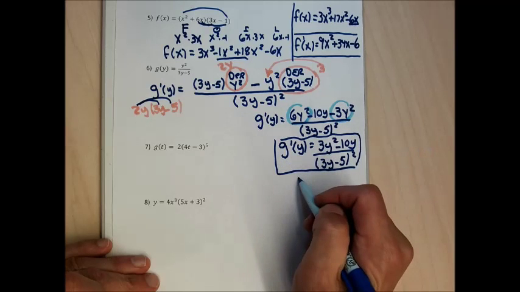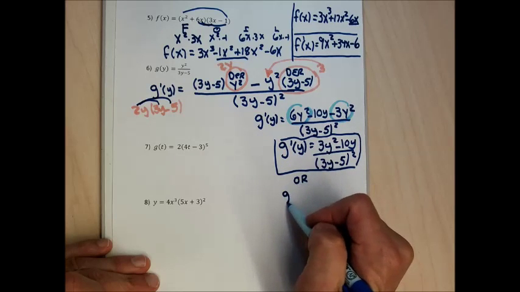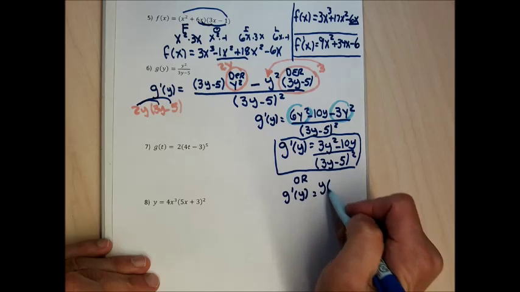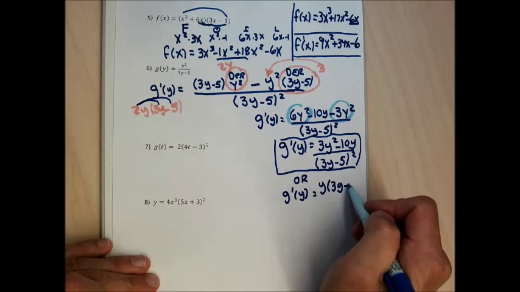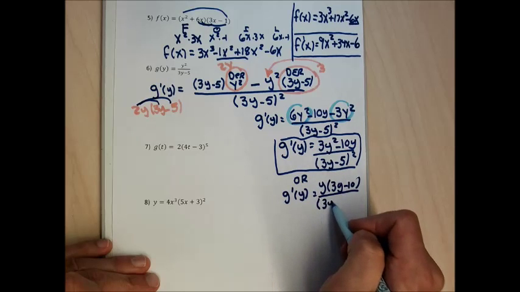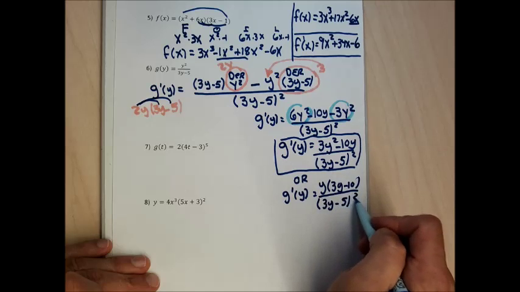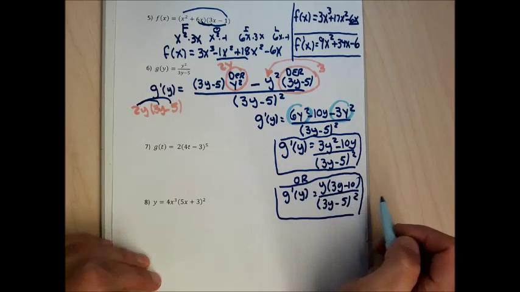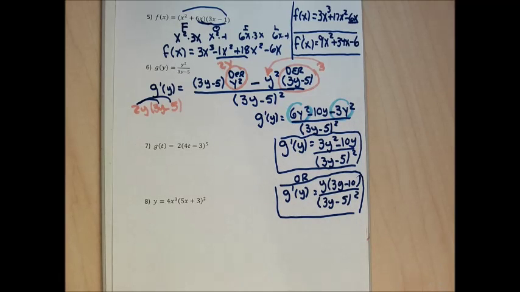If you were clever and noticed that there was a common factor of a y in the numerator and you factored out that common factor, that would be better. That's probably what I'd have on my key. So for problem 6, both of those answers would be okay.